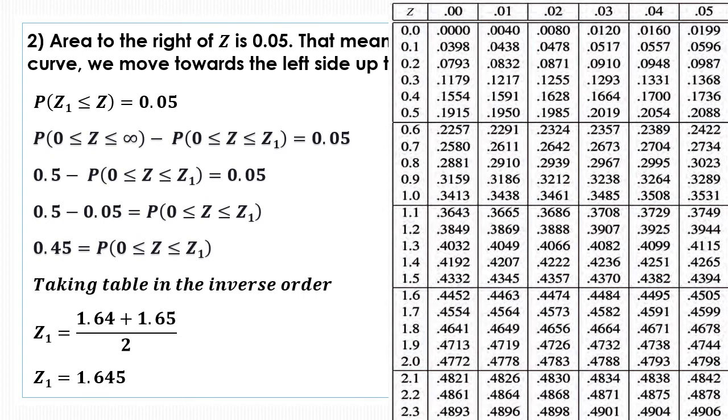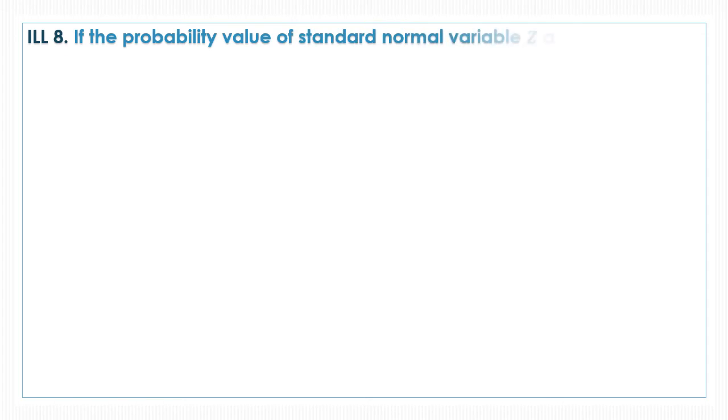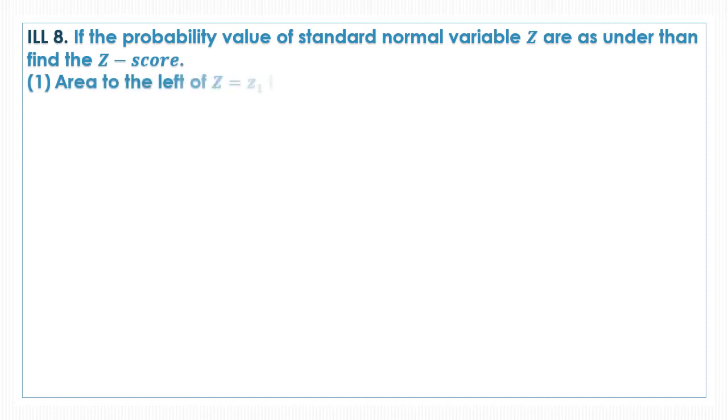Let's take a last illustration based on this concept. Illustration 8. If the probability value of standard normal variable z are as follows, then find the z score. First, area to the left of z is 0.10 and area to the right of z is 0.90. So we have something similar to the last question.